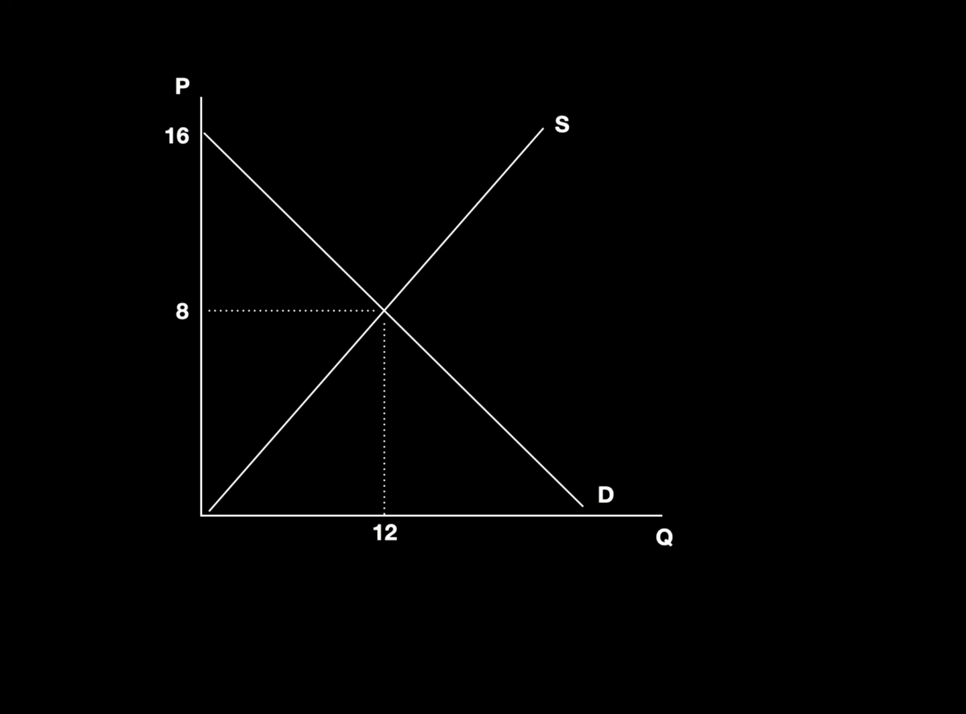Since the incidence of tax does not depend on who the government imposes the tax on, we don't even need to shift the supply curve or the demand curve. We can use what we call the tax wedge.